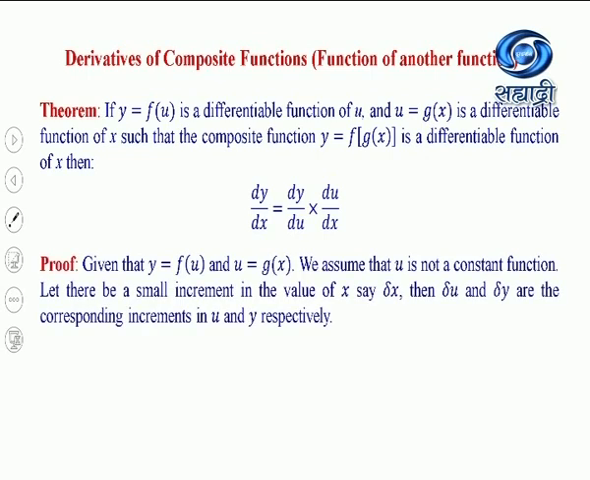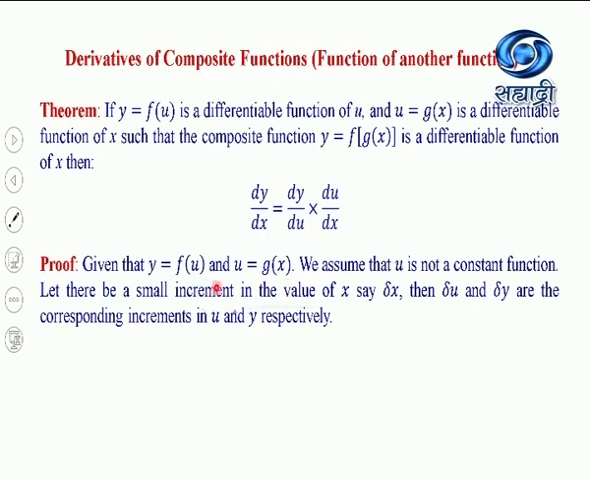Now we see the proof. What is given? Here we are given that y equals f of u and u equals g of x. We assume that u is not a constant function. If it is constant, then its derivative becomes 0. So we assume that u is not a constant function. Let there be a small increment in the value of x, say delta x.